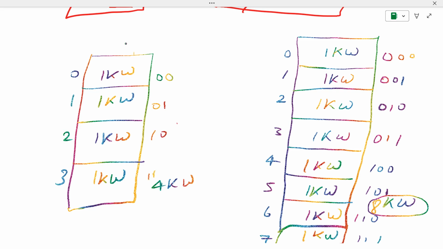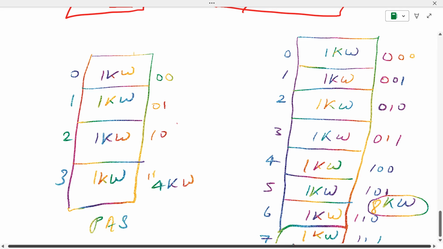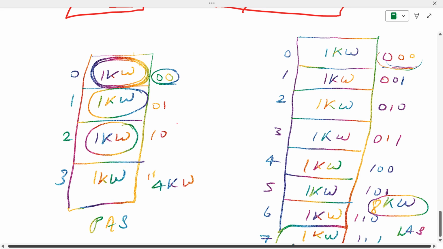Now, this is the physical address space and this is the logical address space. Paging will map this address into this address. This is actually a 3-bit address and this is a 2-bit address. Actually it was 13 and 12 bits, but for the sake of simplicity we are just assuming this. Why? Because we have taken that each fragment, I mean each partition, consists of 1 kiloword of space. So this 1 kiloword refers to the page size.